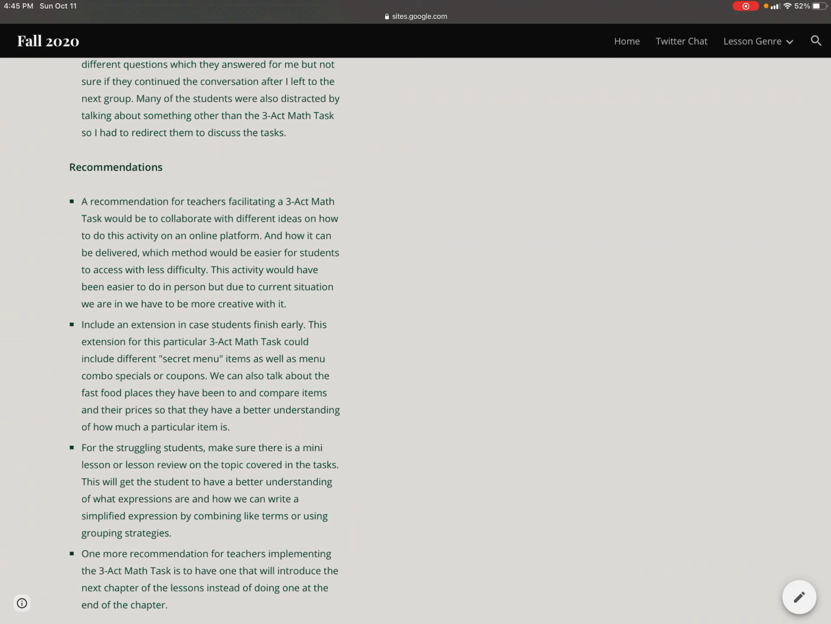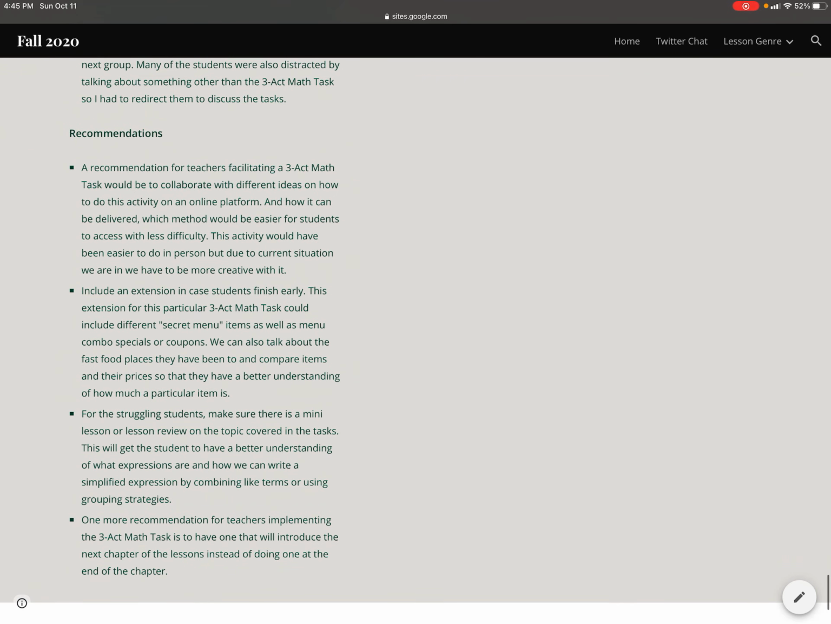This activity would have been a lot easier in person, but due to the current situation we are in, we have to be more creative with it. A second recommendation would be to include an extension in case students finish early. The first time that I went over this, we had almost 15 minutes till the end of class, which means we were done early.